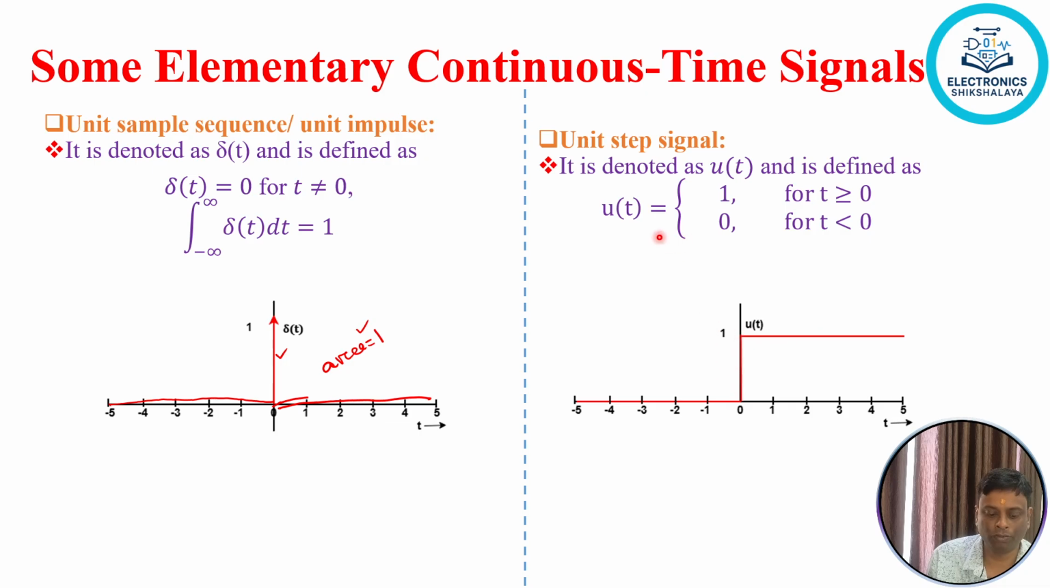So what is U of 0? U of 0 equal to 1. Similarly, U of 1 equal to 1, and U of 2 is equal to 1. So these are the values of U of t when t is greater than or equal to 0; the value is 1. Similarly, for t less than 0, all values are 0. So this is the unit step signal. If t is greater than or equal to 0, the value is 1. If t is less than 0, it is 0.